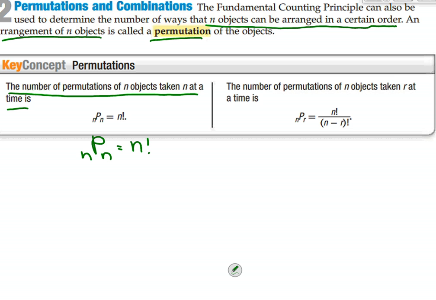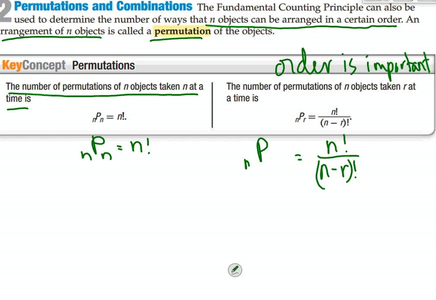If you have n things, but you're taking them r at a time, and permutations, so order is important, then it's n factorial over n minus r factorial. Permutations of n things, taking them r at a time.